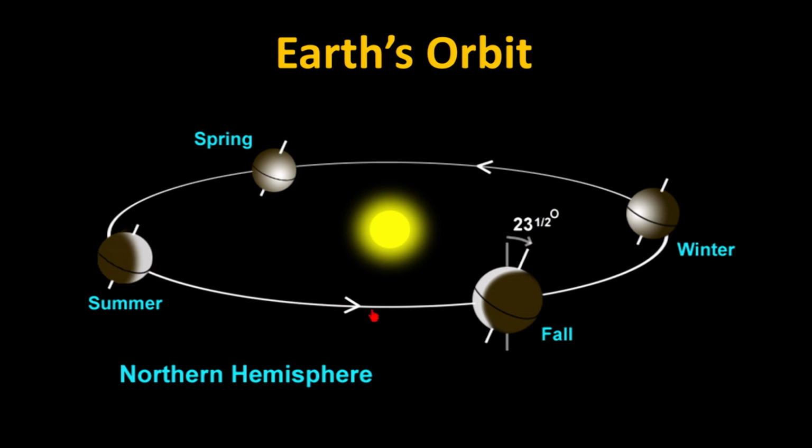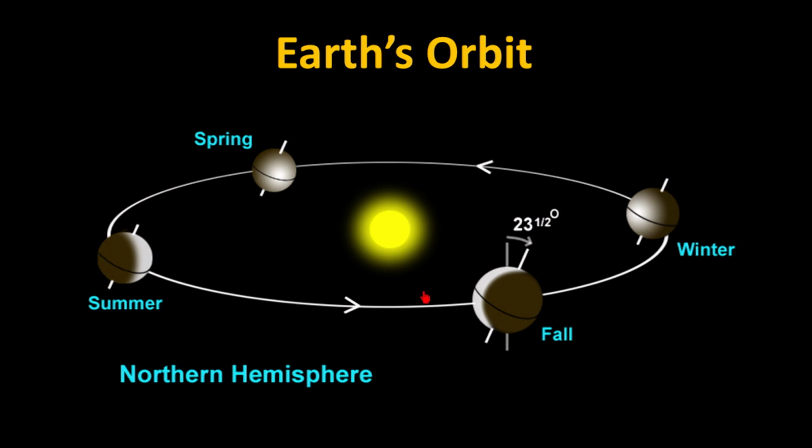The second thing that's important to notice is that the tilt is oriented in the same direction at all times. So if this is the North Pole of the Earth, let's say it's tilted towards the right, over here, still tilted towards the right, over here, still tilted towards the right, and again over here. So the 23.5 degree tilt is always the same, and the orientation of the tilt is always the same.